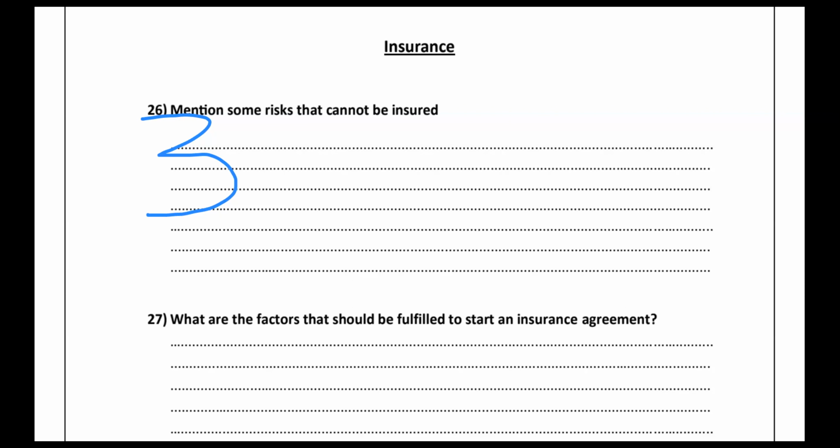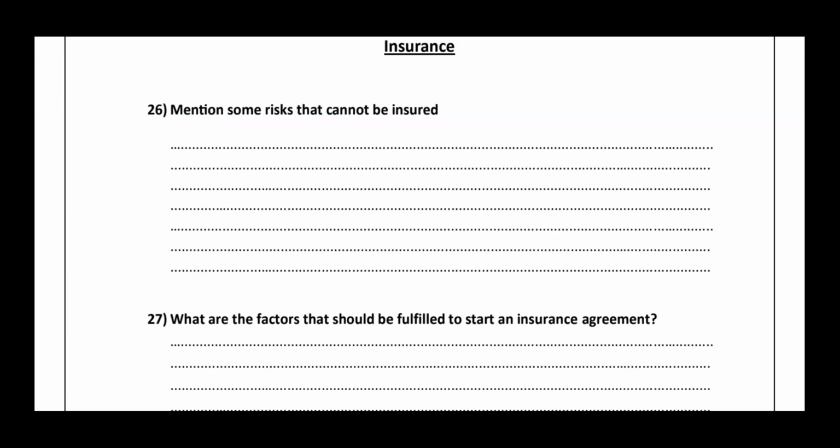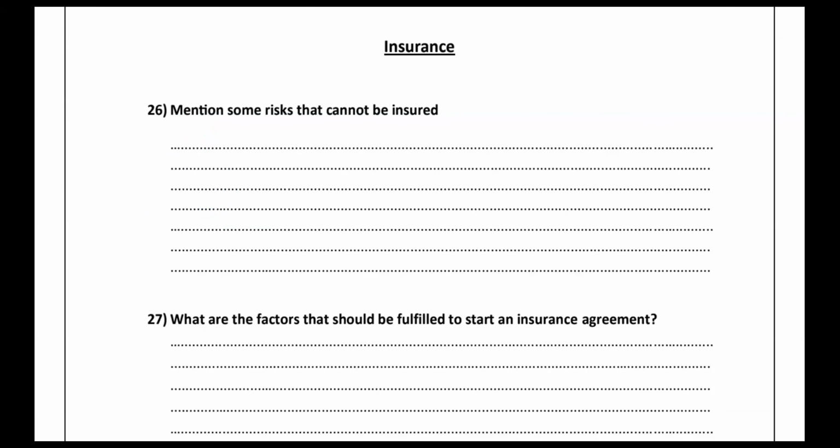Now in this question, they are asking to mention some risks that cannot be insured. Now look here. Insurance is there to compensate risk, but every risk can't be compensated. Okay. So there are certain risks that you can't compensate. So what are those risks?